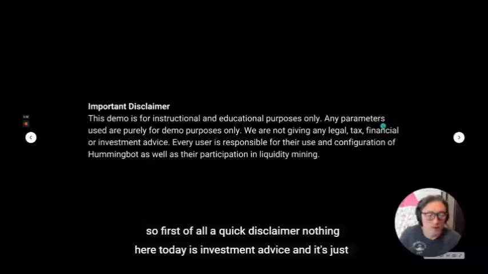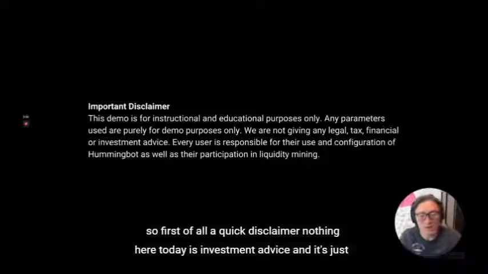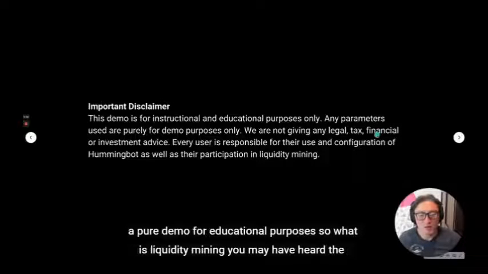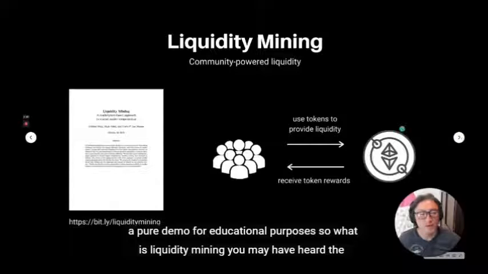So first of all, a quick disclaimer: nothing here today is investment advice, and it's just a pure demo for educational purposes. So what is liquidity mining?